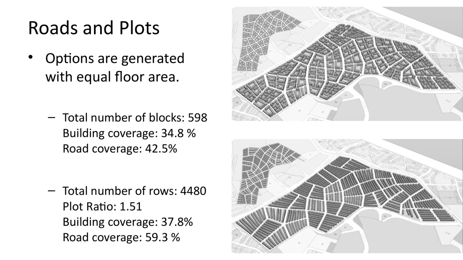Looking in more detail at a smaller area, a program can generate alternative massing options. Each option can be populated with different building typologies. However, the program will ensure that each option will have the same total floor area. Additional metrics can be then calculated as a basis for further comparison.